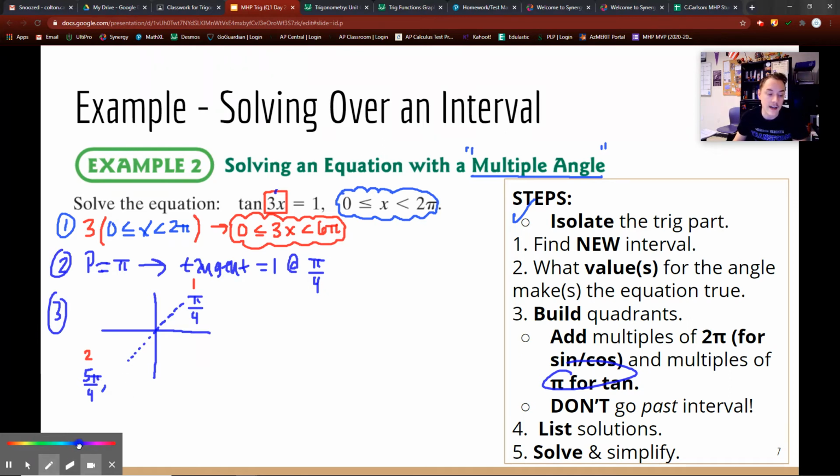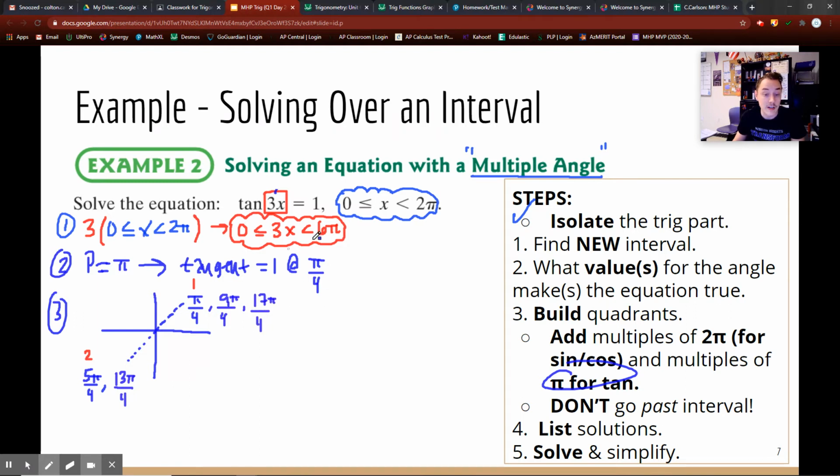So when I add 4 pi all over 4, I get right here 9 pi all over 4, because that's where 9 pi all over 4 actually exists. It's in the first quadrant. Now, if I add another 4 pi all over 4 to this, what I get is 13 pi all over 4. If I add another 4 pi all over 4, I get 17 pi all over 4.